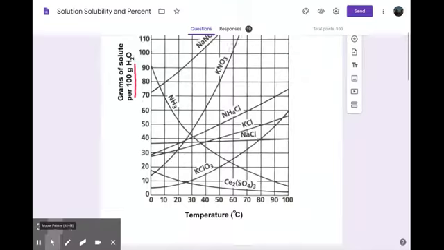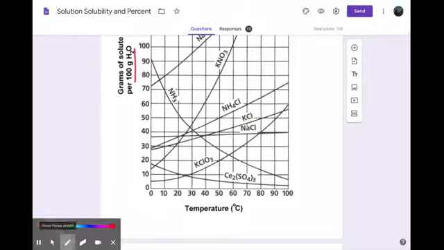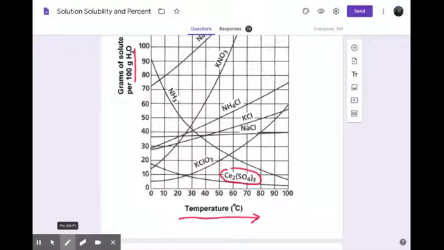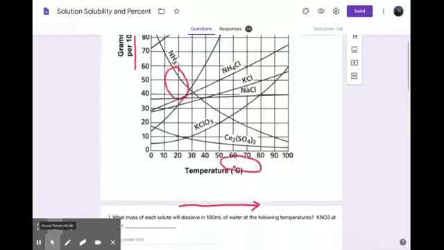And on the x-axis is the temperature. As you can see, most of the compounds can be dissolved more, or increase their solubility, when the temperature increases, but the gases. Gases actually decrease their solubility when the temperature increases. All right, let's do our problems.